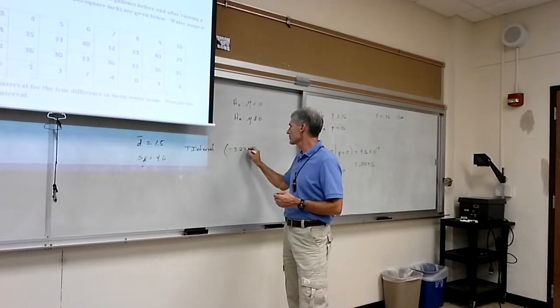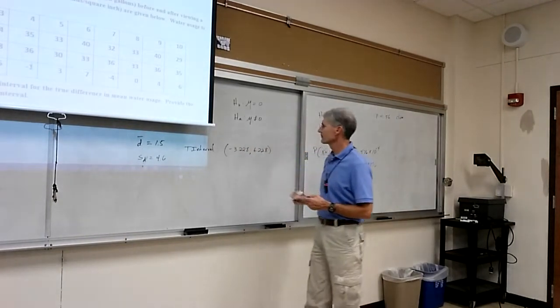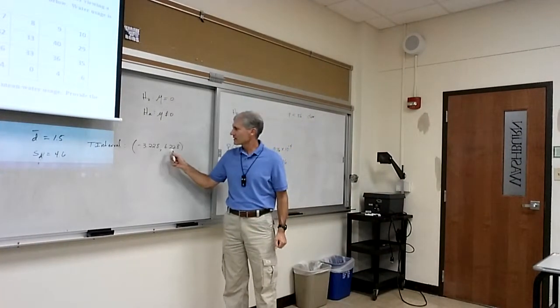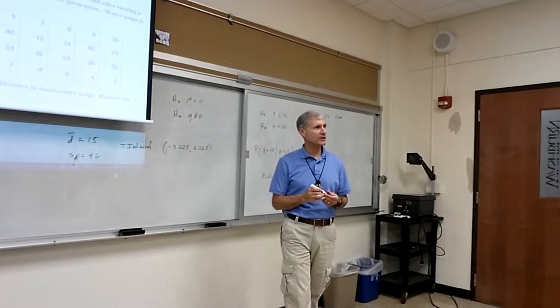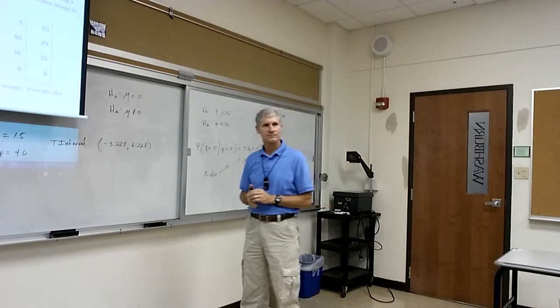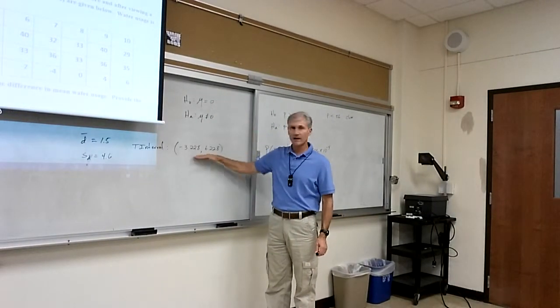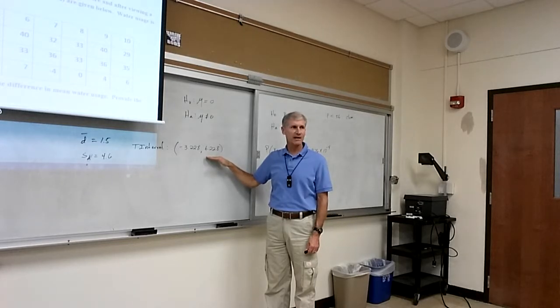So do t interval and give me the confidence interval. Negative 3.228 to 6.228. Okay, and we did that earlier, right? Now, look at this interval. Does this interval allow me to reject the null hypothesis? Is the null hypothesis in there? Yeah. So if it's in there, it's plausible. You can't reject it.